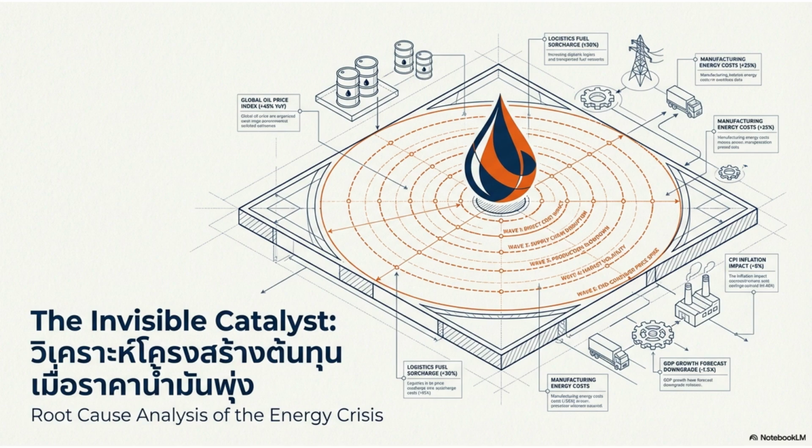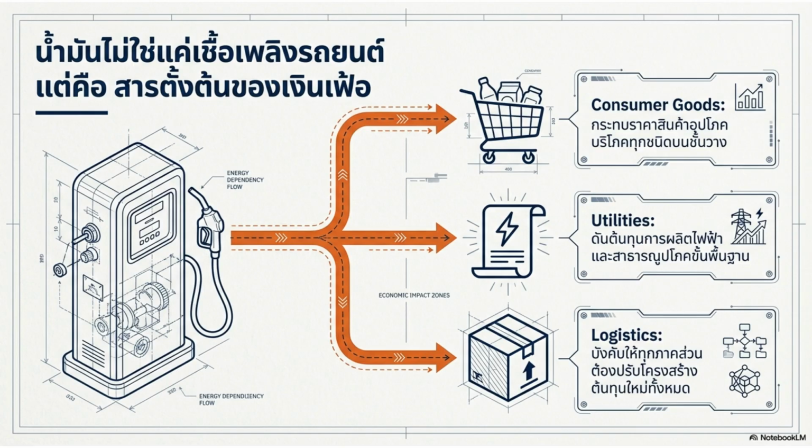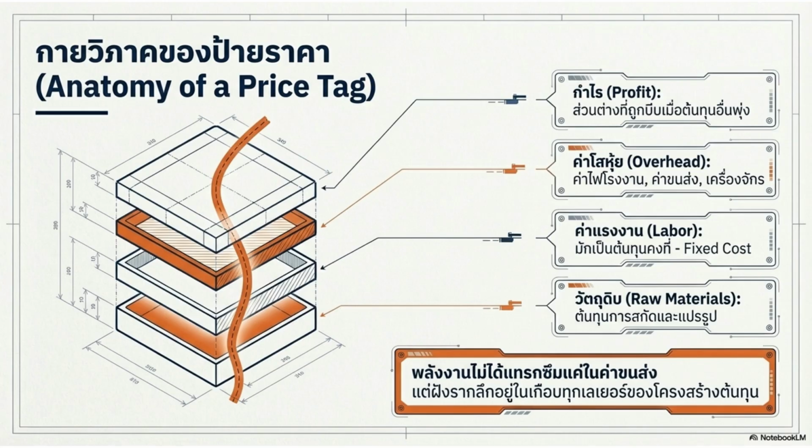Welcome to Unit 2.1, Analyzing the Product Cost Structure when Oil Prices Rise. This video will explore the invisible catalyst, the root cause analysis of the energy crisis and its impact on cost structure. Oil is more than just vehicle fuel. It is the fundamental raw material for inflation. It impacts consumer goods, utilities through electricity and basic infrastructure, and logistics, requiring a complete cost structure adjustment.